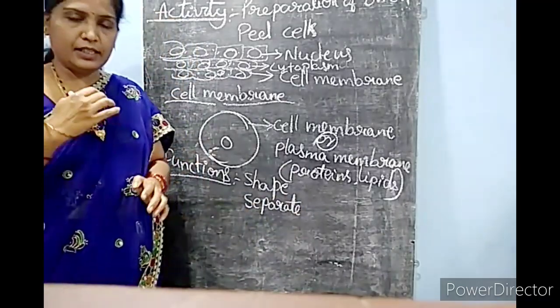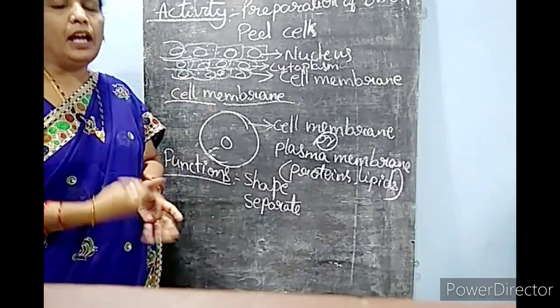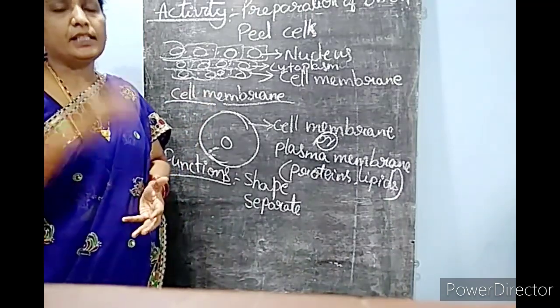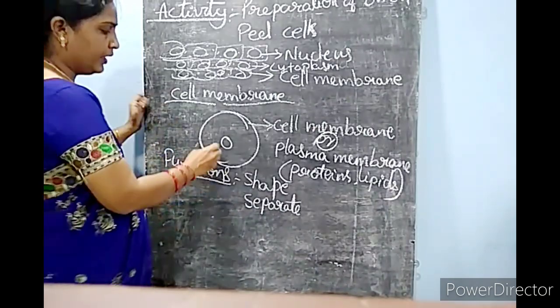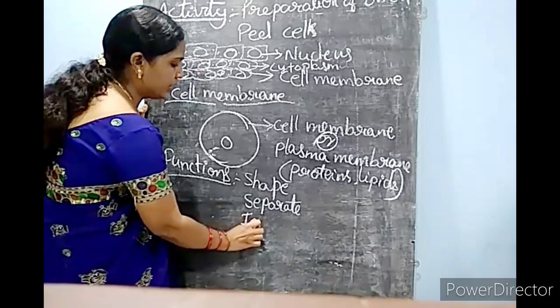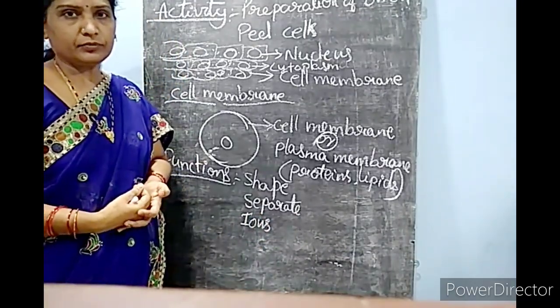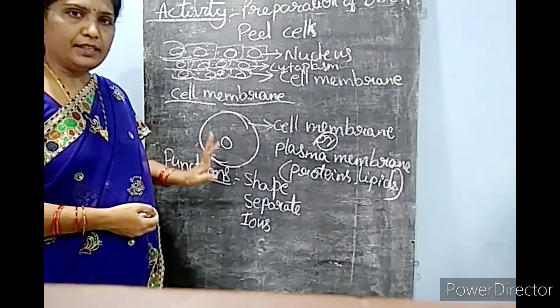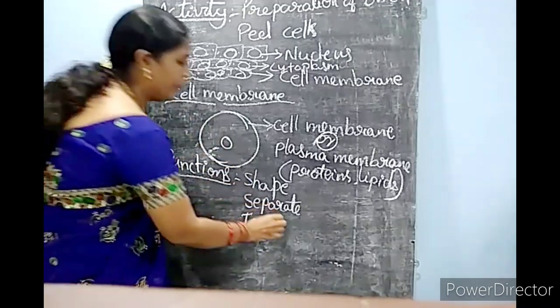It separates the cell from its surroundings, and it allows only some ions to move in and out of the cell. It helps ions to move in and out of the cell. That's why the cell membrane is also known as a selectively permeable membrane.